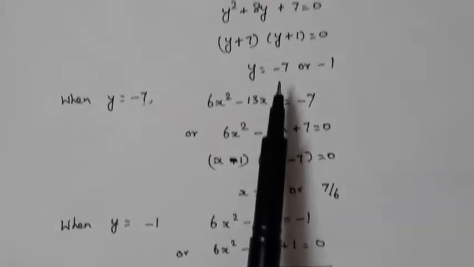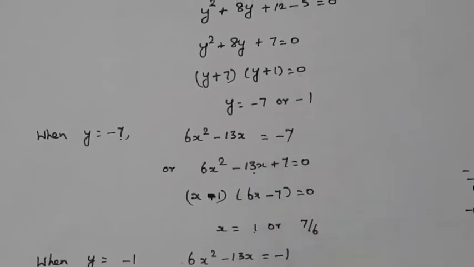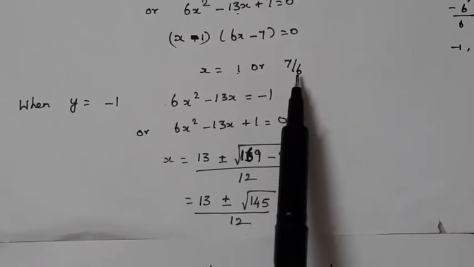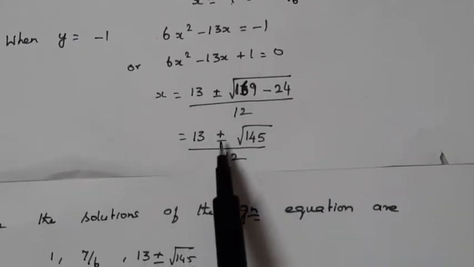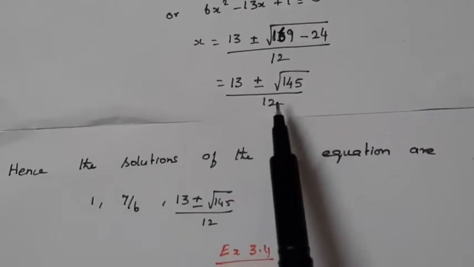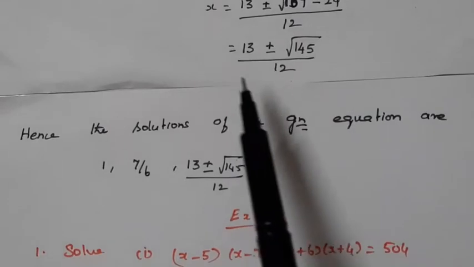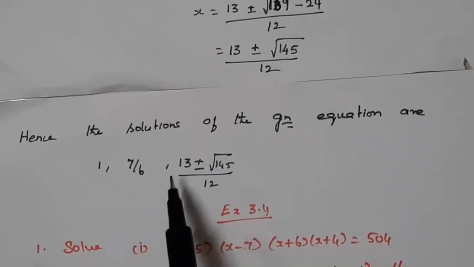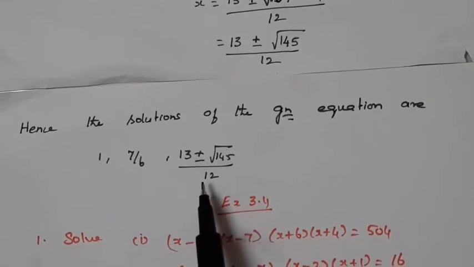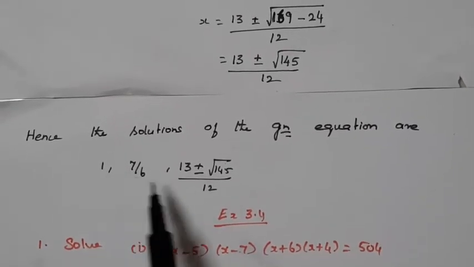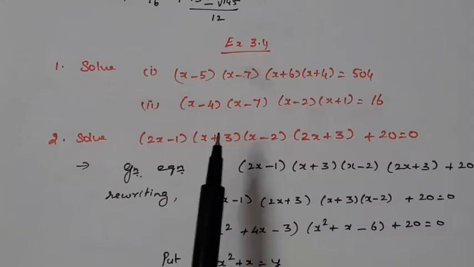Therefore, by equating the values, y = minus 7 and minus 1, we get 4 values. And what are the values? 1, 7 by 6, and (13 plus root 145) by 12, and (13 minus root 145) by 12. So what would be the 4 solutions for the given equation? 1, 7 by 6, (13 plus or minus root of 145) by 12. Among the 4 solutions, 2 are rationals and 2 are irrationals.